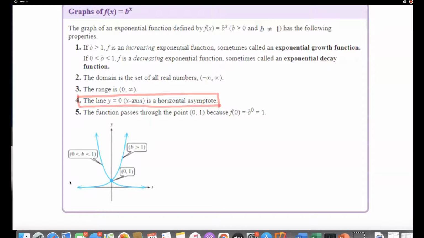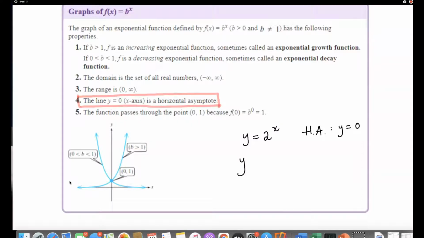And this is before any kind of vertical transformation. So if we move it up or move it down, we will have a different horizontal asymptote. Like for example, if you have a regular y equals 2 to the x power, we have a horizontal asymptote at y equals 0. Okay?